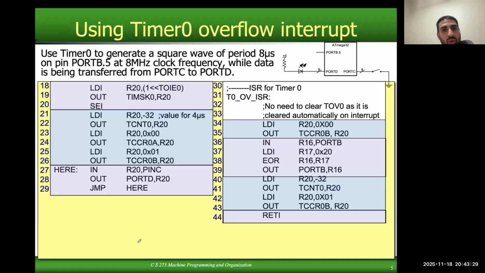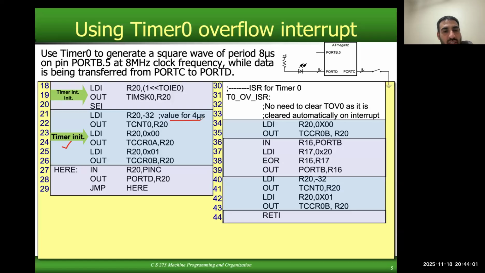Now what we need to do is enable the timer interrupt, and also put the value in the timer registers, right? So let me first walk you through this timer initialization code. Here we are putting -32 in R20 and writing that to TCNT0. Why -32? Because that is the value which you need to generate a delay of 4 microseconds, right?